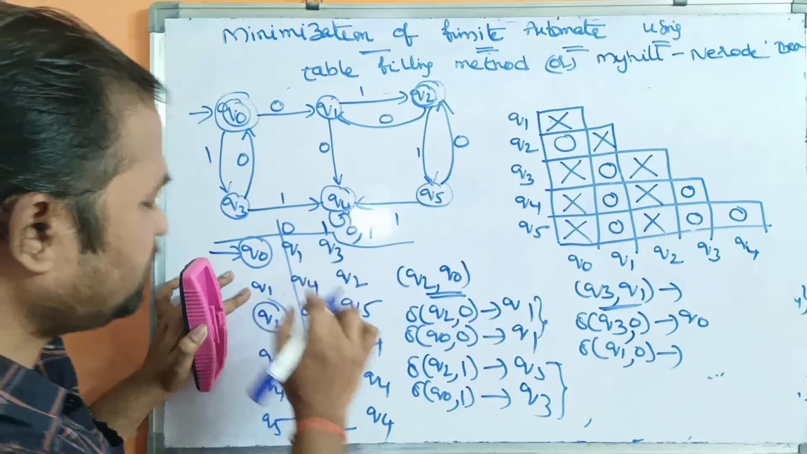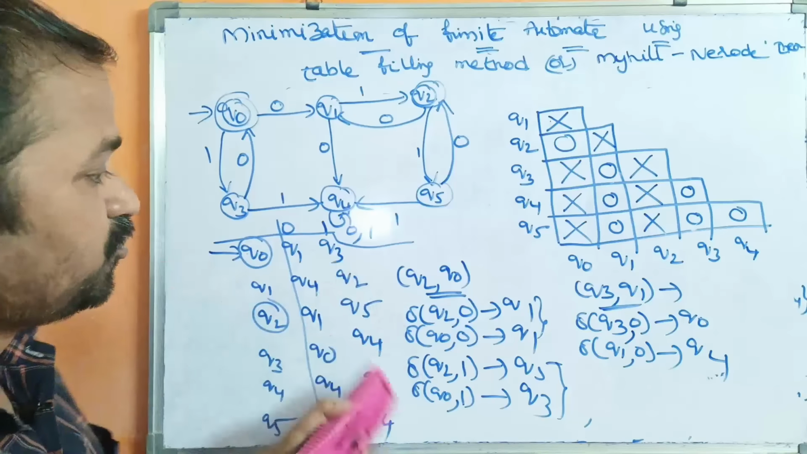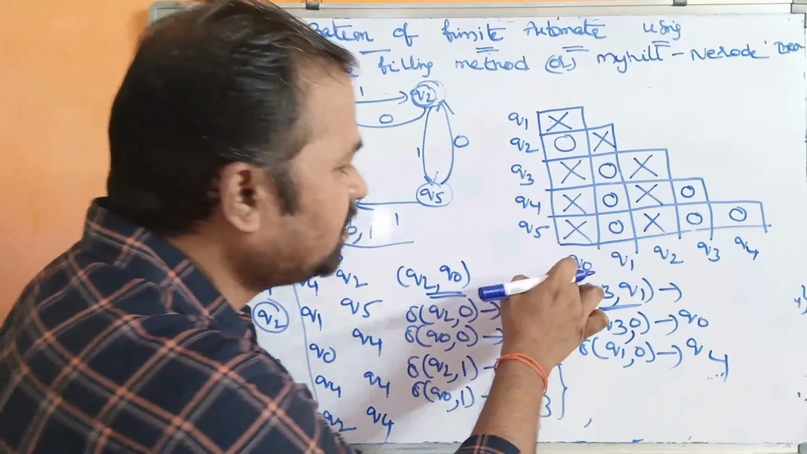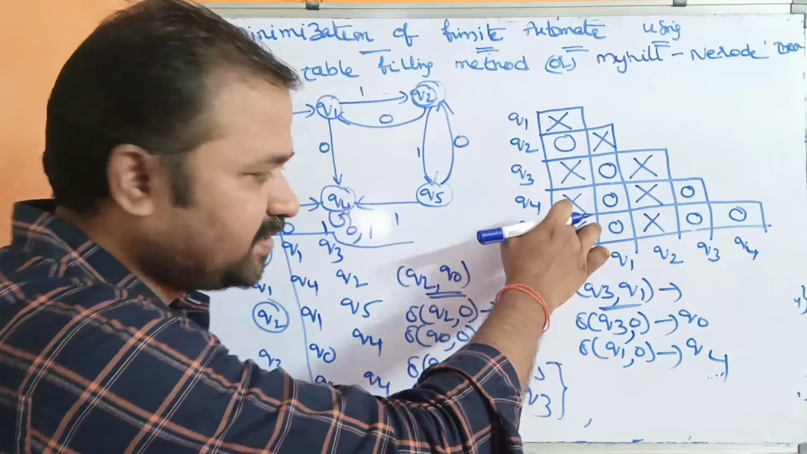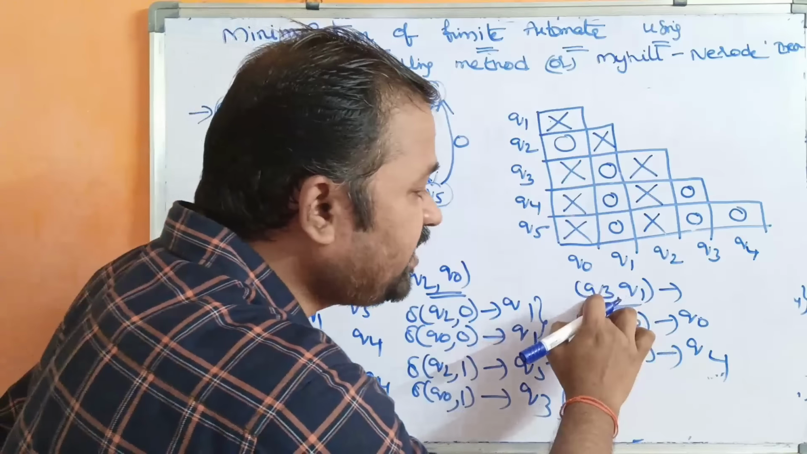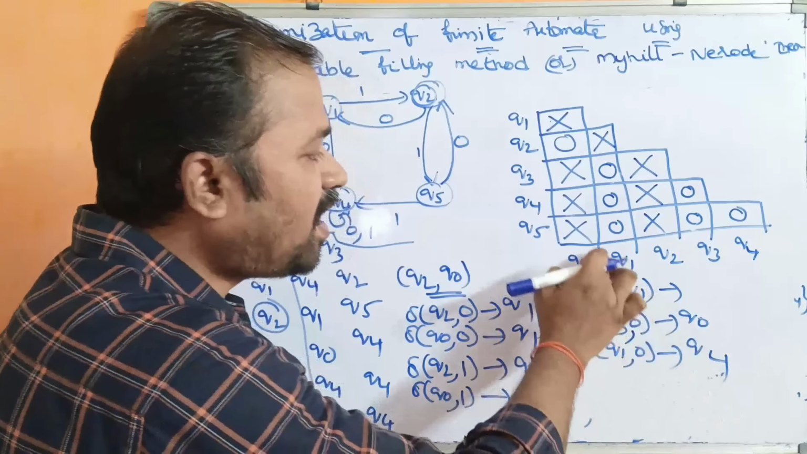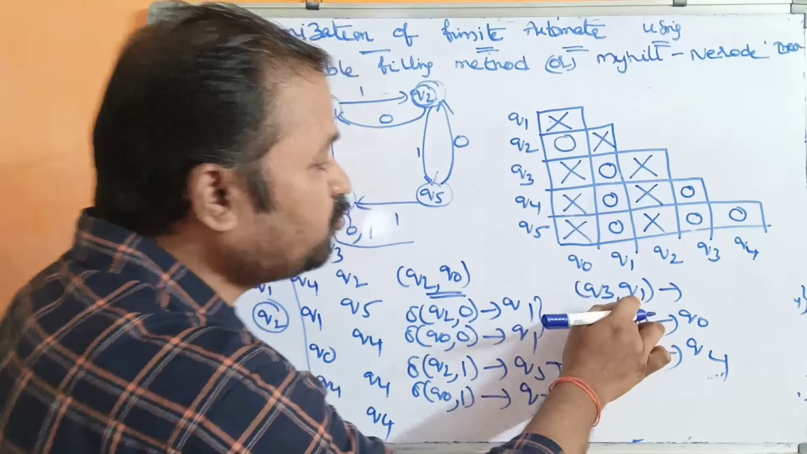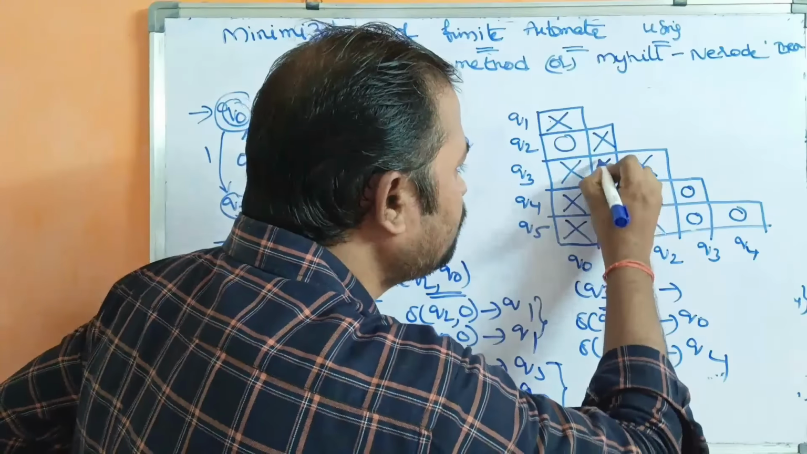Next one is Q1 on 0. Q1 on 0 means Q4. So here we got Q0, Q4. The Q0, Q4 pair is already marked. So we can mark Q3, Q1.